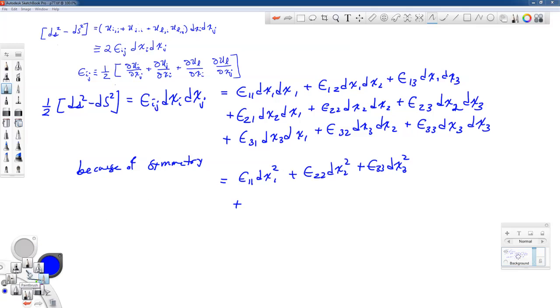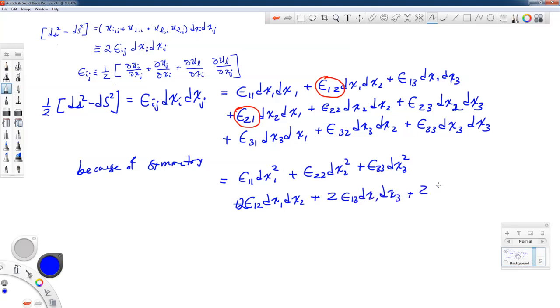since, let me use a different color, since this term and this term are the same because of the symmetry, then we can write this as 2 epsilon 1, 2 dx1 dx2 and 2 epsilon 1, 3 dx1 dx3 and 2 epsilon 2, 3 dx2 dx3.